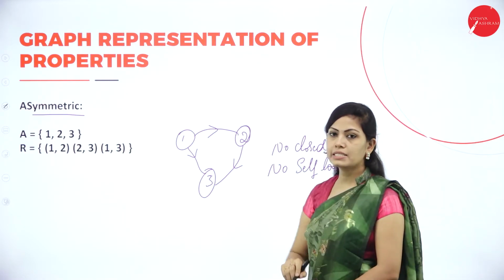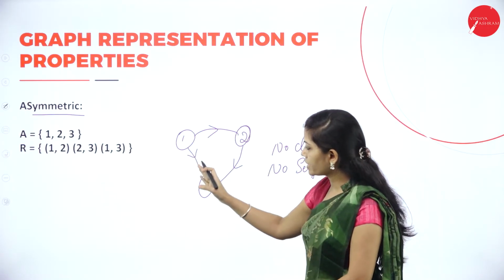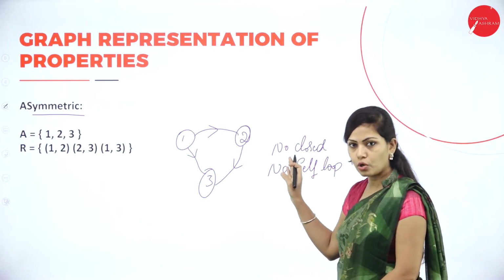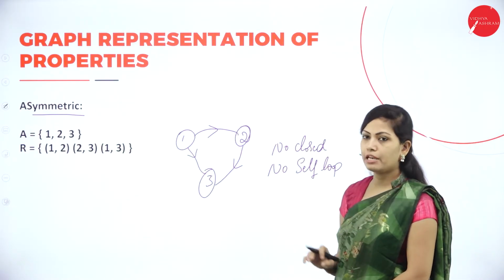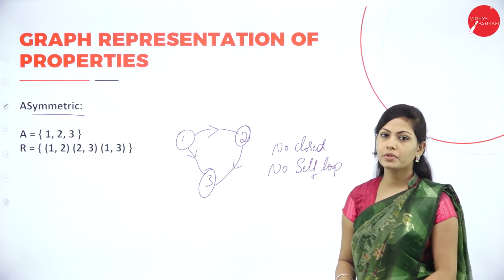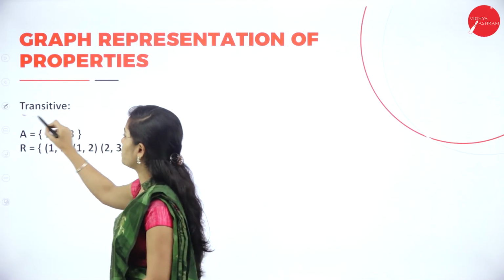Then we can call it an asymmetric property. This is your directed graph for the asymmetric property. There is no closed loop and no self loop. Then we can call it an asymmetric property. And the next property is the transitive property.